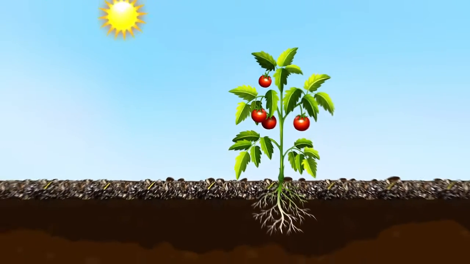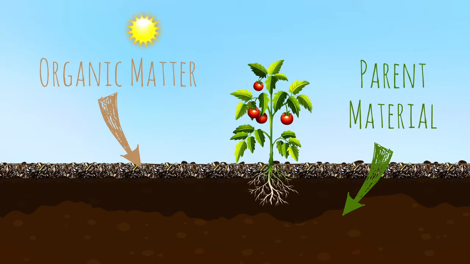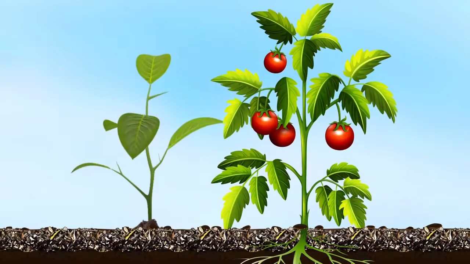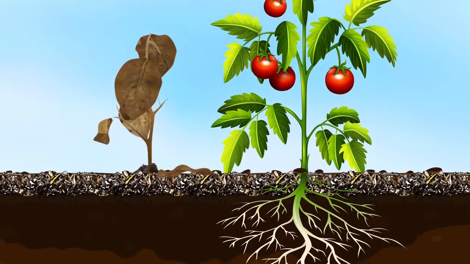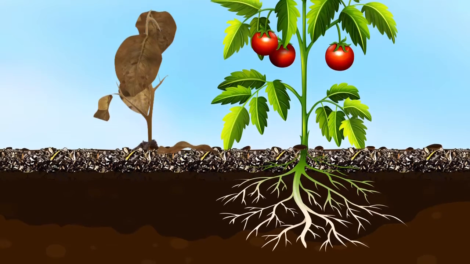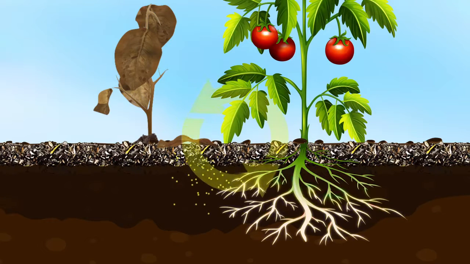Fortunately for plants, there's a rich source of nutrients right under their feet, in the soil parent material and in organic matter. When dead plant material, or organic matter, falls to the surface of the soil, it's gradually decomposed by microorganisms. Nutrients are then released into the soil in plant-available form. The next generation of plants then absorbs these nutrients, and so nutrient cycling begins again.